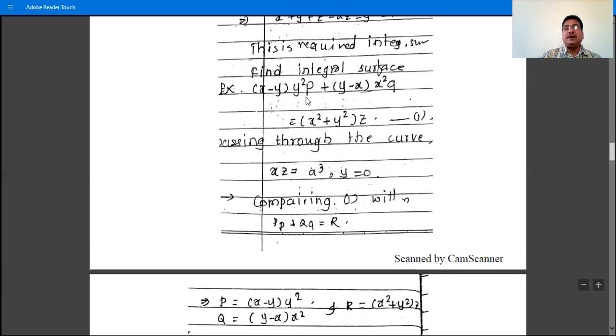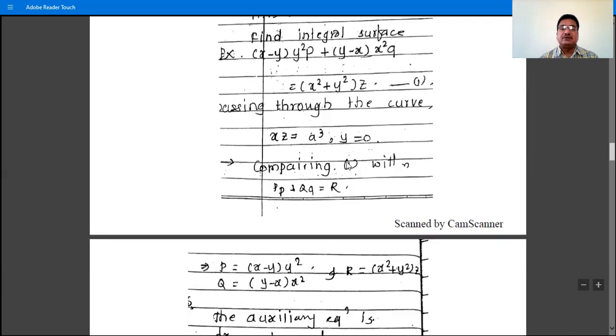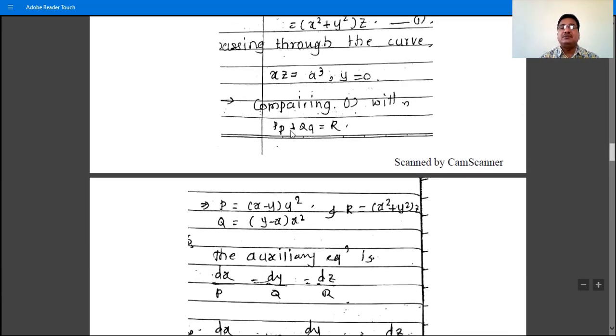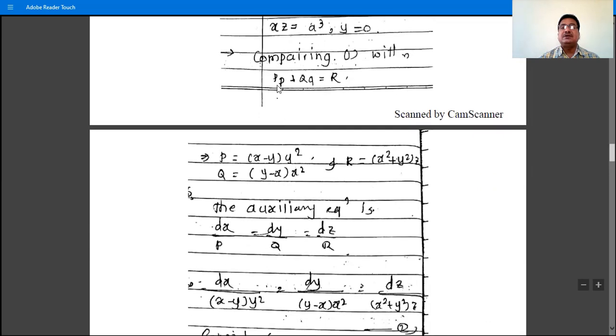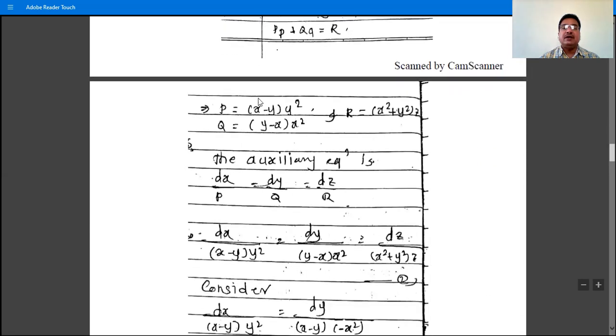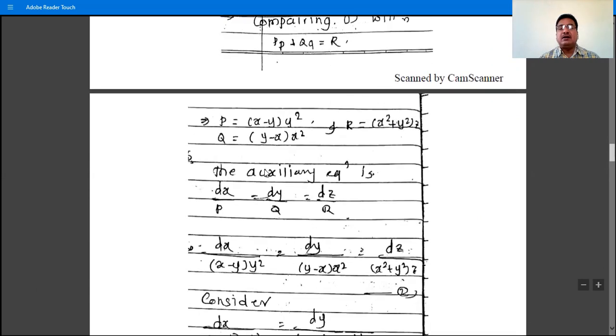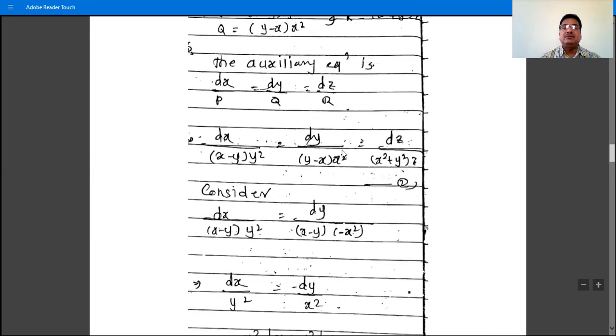So first we have to find the general solution of this differential equation Pp plus Qq is equal to R. So compare this equation with the differential equation Pp plus Qq is equal to R. We have P as this, Q as this, and R as this. Then write the auxiliary equation: dx by P, dy by Q, dz by R, is equal to dx divided by, substitute the values of P, Q, and R. Suppose this is equation number 2.